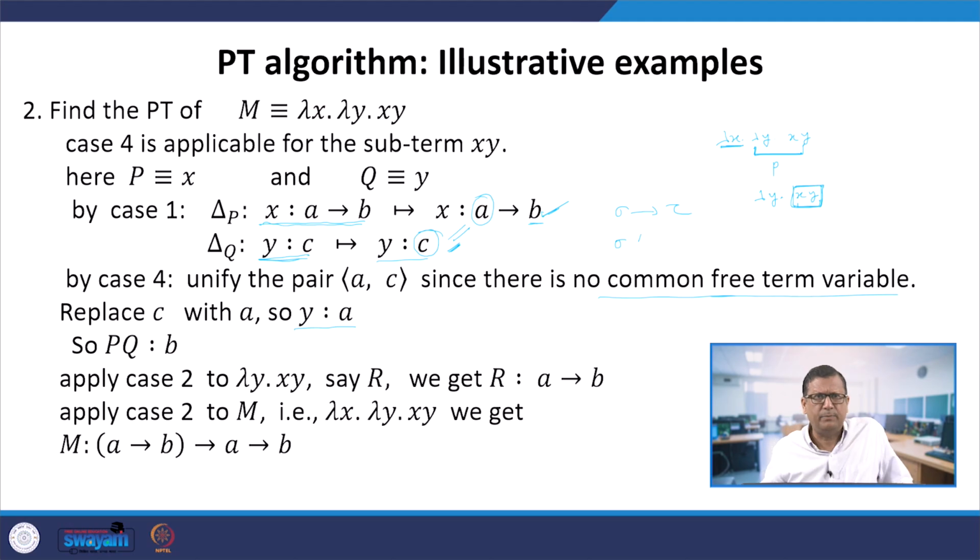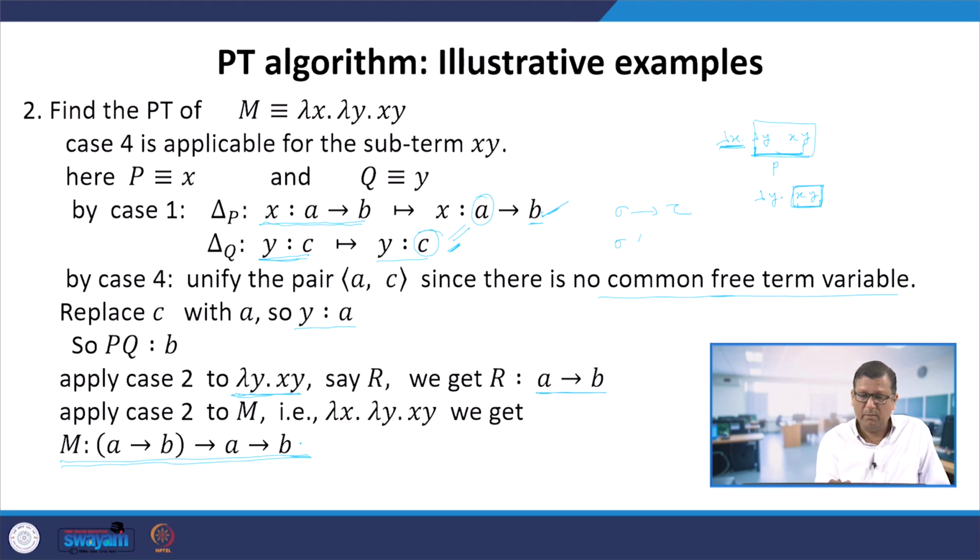Now y has type A and x has type A arrow B. So now we apply case 2. So case 2, we have to apply this xy, this whole term say R. So this will be then A arrow B. Lambda y has type A, so it will be A arrow B. Now again we have to put it, this part we have obtained. This part is of type A arrow B. Now again lambda x is there, x is A arrow B. So the type of M is A arrow B arrow. This is the term. So that means if I have that x is of type A arrow B, the input is A, and A is taking returning B. So that's the idea of the PT algorithm for this example.